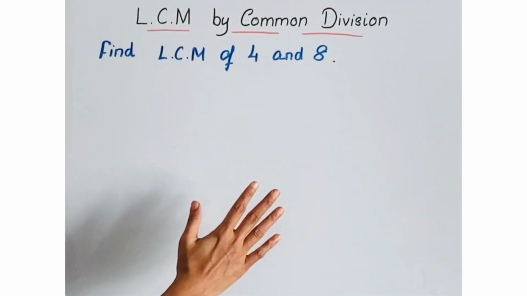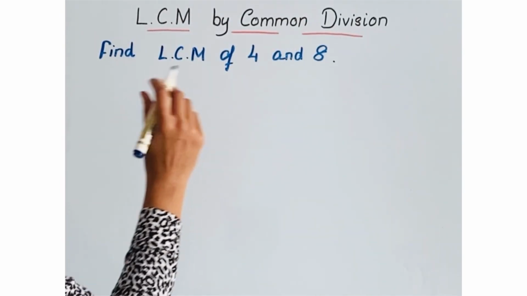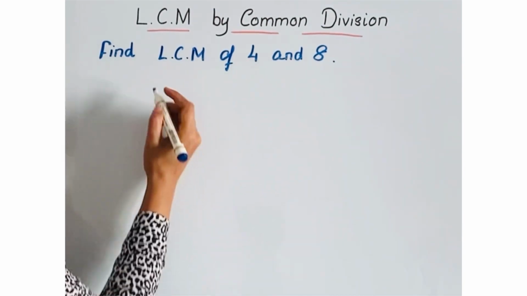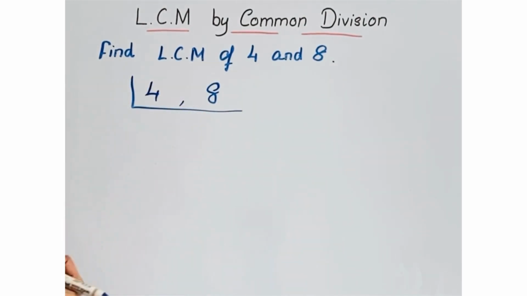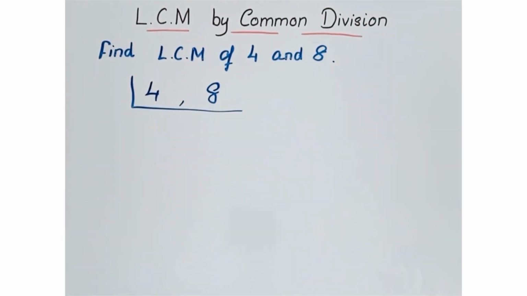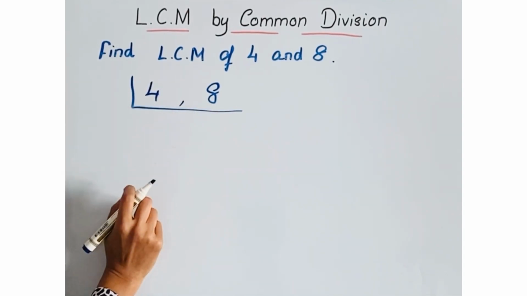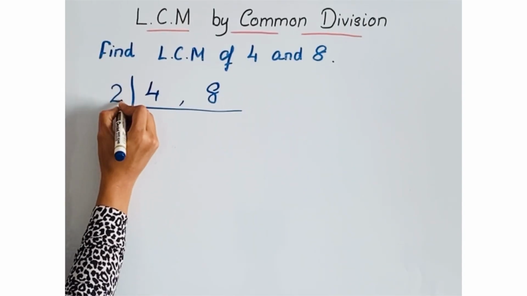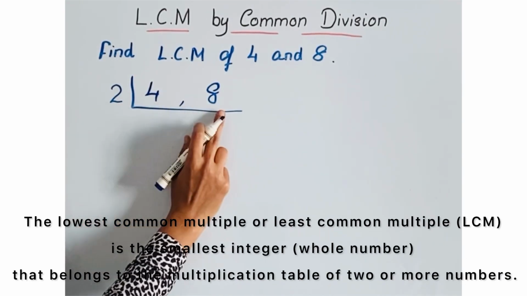Let's see how to find the LCM of any numbers by common division method. To find the LCM of these numbers 4 and 8 by common division method, first just look into the common factor of these numbers. Which is the common factor of 4 and 8? They are even numbers. If they are even numbers, then definitely 2 will be the common factor of these two numbers. So let's use 2 to divide these numbers.